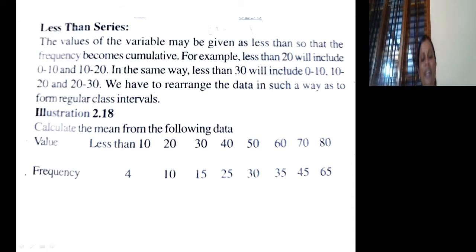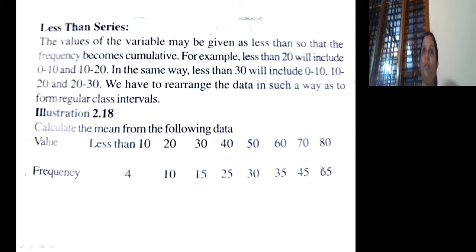If you look at this problem: calculate mean from the following data, less than 10, 20, 30, 40, 50, 60, 70, 80. This less than term is applicable to each value of the variable. Try to understand: instead of writing less than eight times, they have given it once. It doesn't mean that it is applicable only to 10. It is applicable to 20, 30, 40, 50.